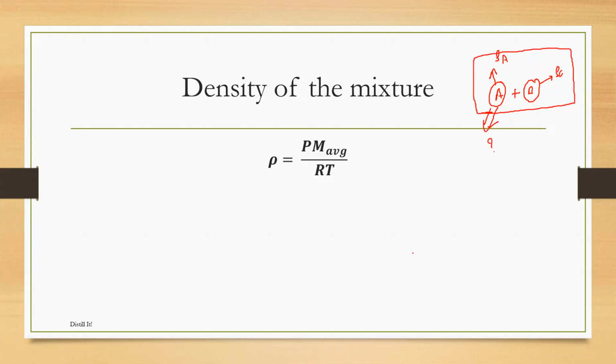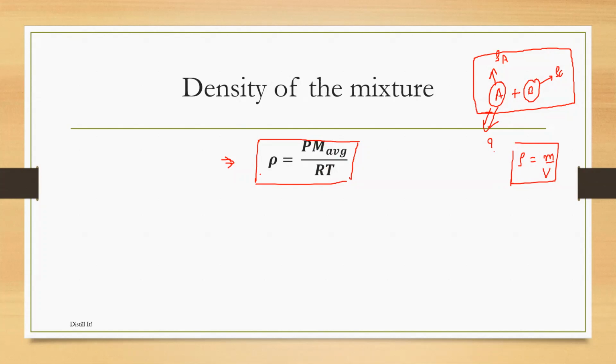In order to do that, we are going to use this formula. Rho is equal to P M average upon RT, which can be easily derived. We can derive this formula using the definition of density, mass upon volume. But for now, just remember this formula: rho is equal to P M average upon RT. This derivation is available in all the books, so you can look it up there.